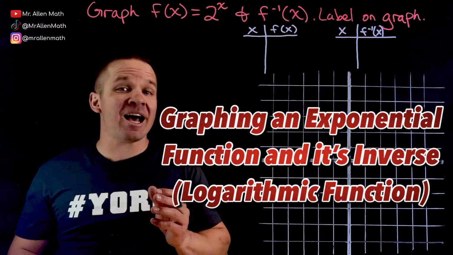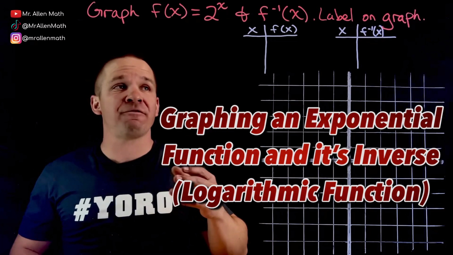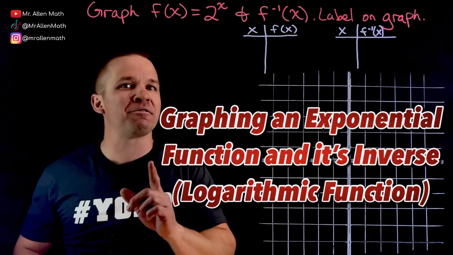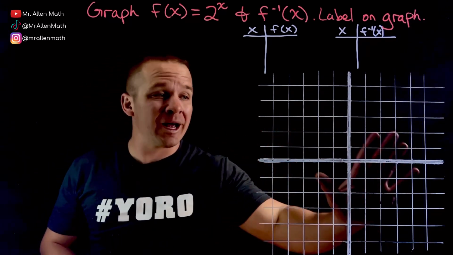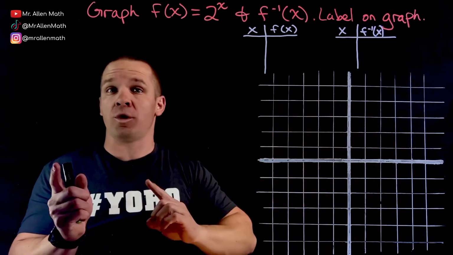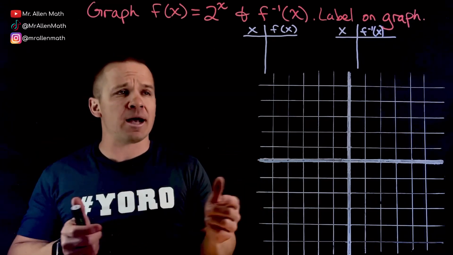We are about to graph the exponential function f of x equals 2 to the x and f inverse of x, which means we're going to have to find that inverse. And don't forget, we got to label the two graphs on this thing so we know which one is which. Let's start with graphing f of x equals 2 to the x.